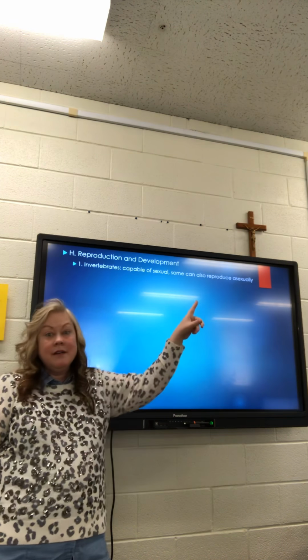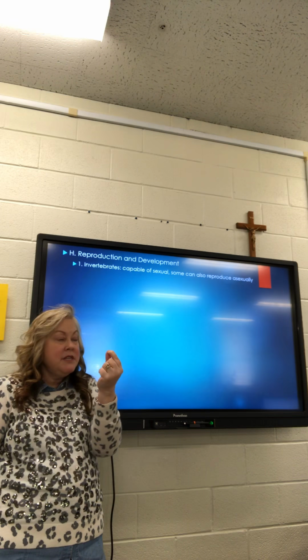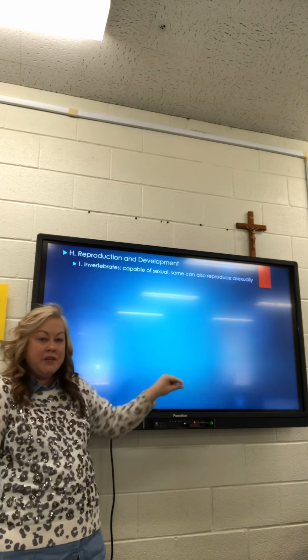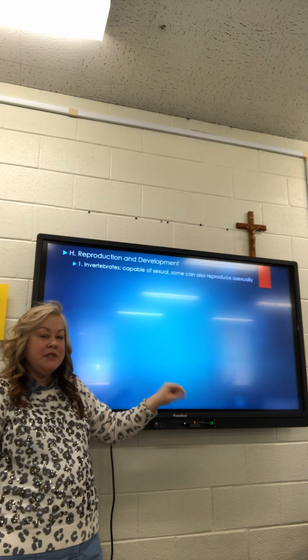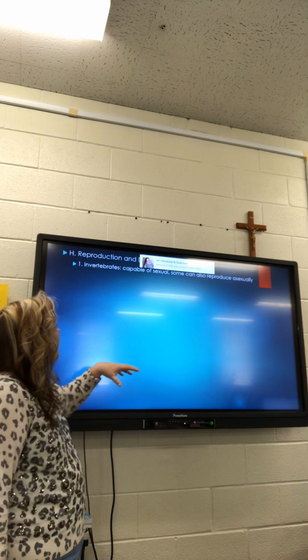Did you know that you could actually pinch off a piece of a living sea sponge, and that living piece of sea sponge will then continue growing into a sponge?